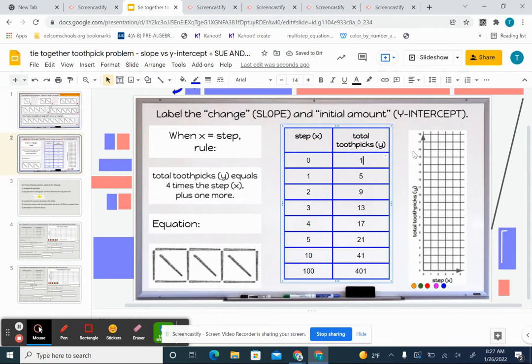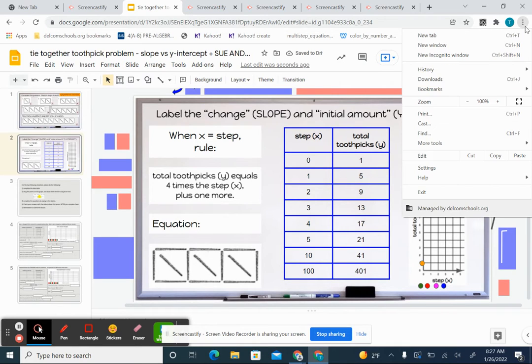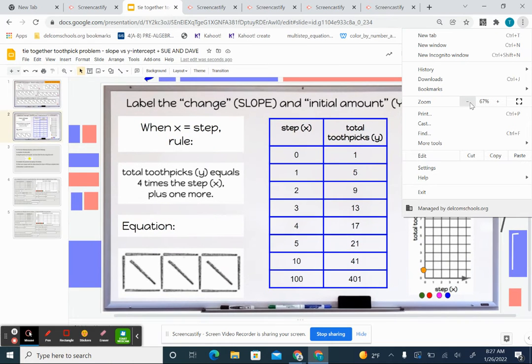So here's the data table of the relationship. Let's go ahead and graph the data table, and then we're going to go crazy with this. We're going to show at step 0, if there was a step 0, it would be 1 toothpick. I'm going to zoom this down to 25 so we can see what we're doing better. You may have to do that too.